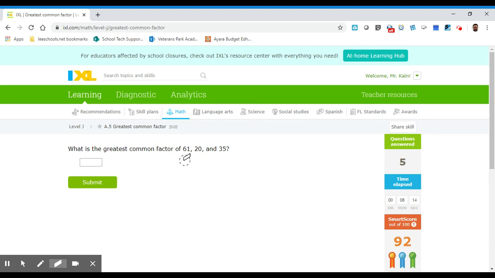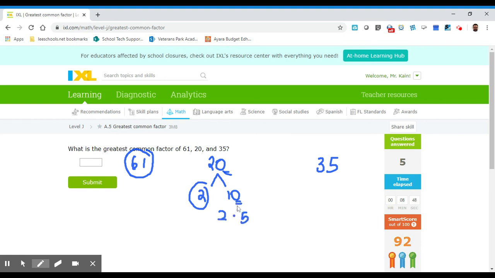Okay, so what is the greatest common factor of 61, 20, and 35? This is a tricky one. Let's start with writing our numbers down: 61, 20, and 35. 61, I believe this is a prime number, so I'm going to circle that. 20, it's even, so we're going to use 2 and 10. Even, so we're going to use 2 and 5, both prime. So this one's finished off. 7 times 5 is 35, and both of these are prime. So if you stack these factors, 61 is prime, so it doesn't have any factors in common with either 20 or 35. So the greatest common factor between these is just going to be the number 1.